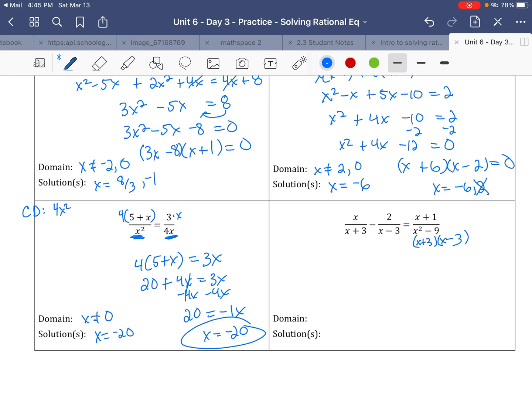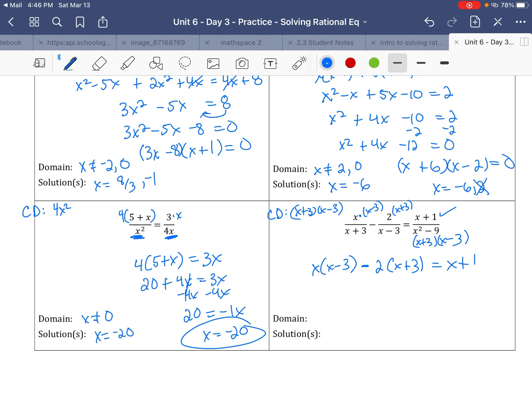All right, over here, notice x squared minus 9 is x plus 3 and x minus 3, so it's just a combination of the other two. So my common denominator is those things, x plus 3 and x minus 3. Okay, so this x right here is going to need an x minus 3. This 2 is going to need an x plus 3. And this guy is good. He has everything. So here we go. x times x minus 3, minus 2 times x plus 3 equals x plus 1.